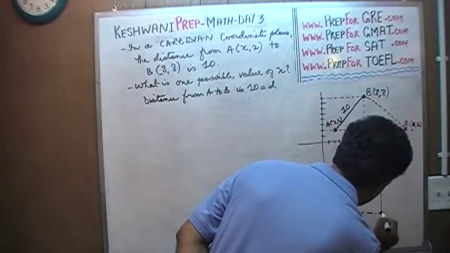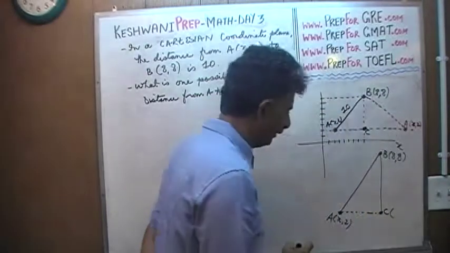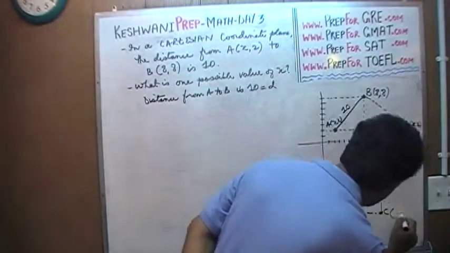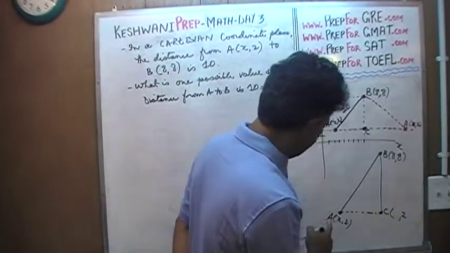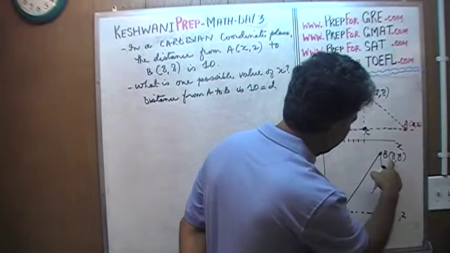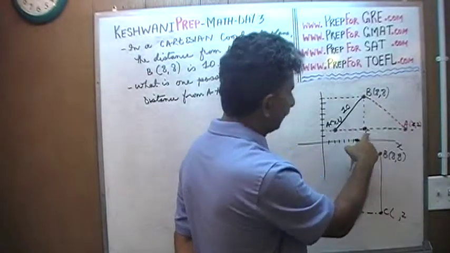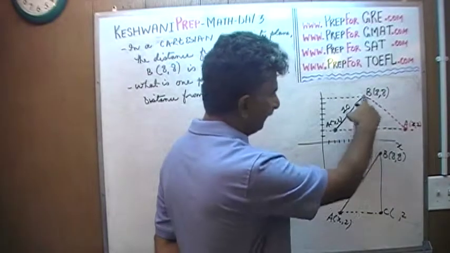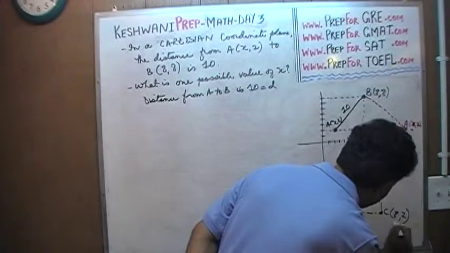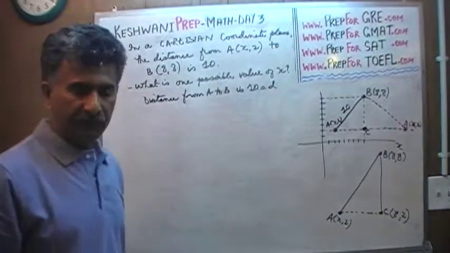And therefore this point C would have the same y coordinate, because it's the same height. The y coordinate is going to be 2, and the x coordinate of C is going to be the same as the x coordinate of B, because line BC is parallel to the y axis. So it has the coordinates of 8 and 2. That's how we find the coordinates of C.